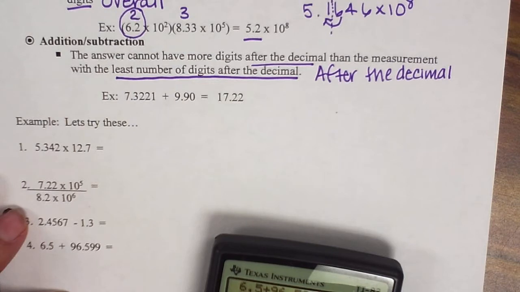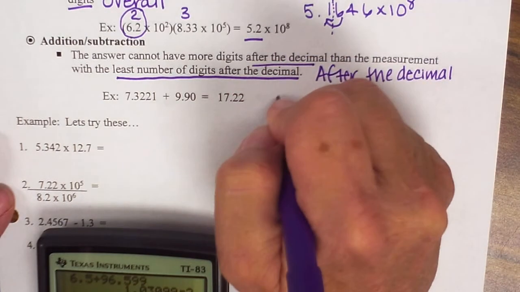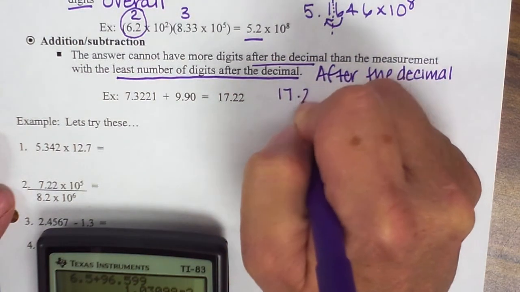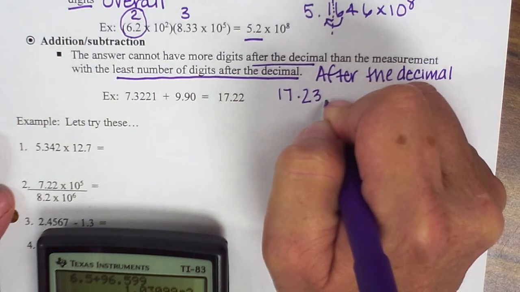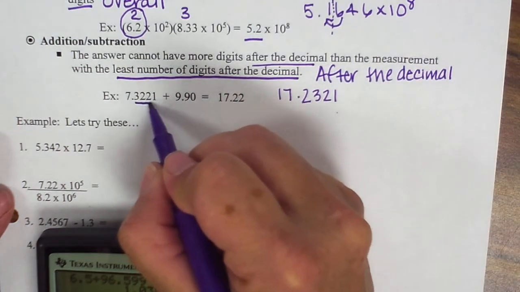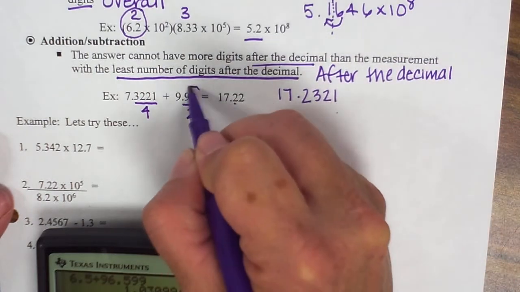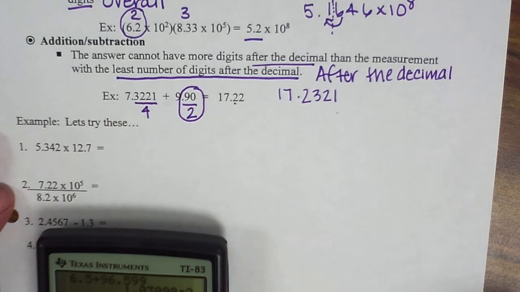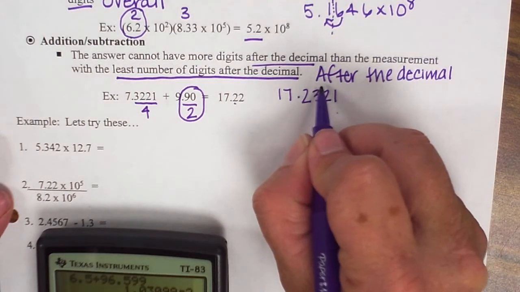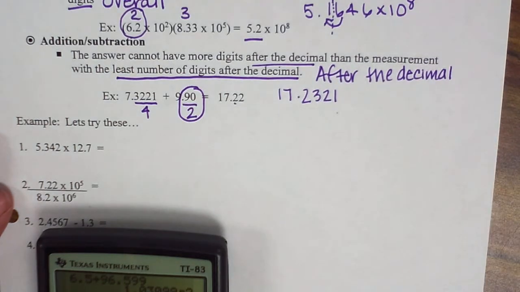7.3321 plus 9.90 equals. So my answer here, 17.2321. But here I have 4 after the decimal. Here I have 2 after the decimal. I can only have the least number of digits after the decimal. That's 2. So I'm going to round off here. Oh, something happened. What happened? I didn't add right. I did not add right.